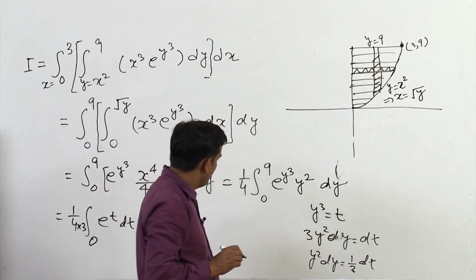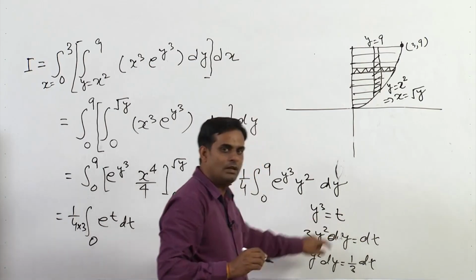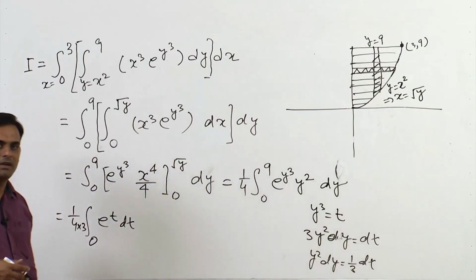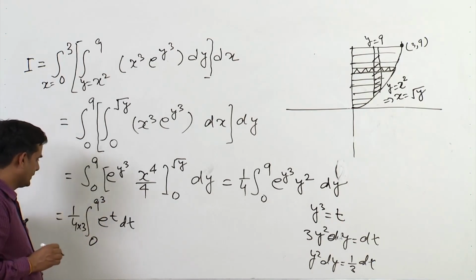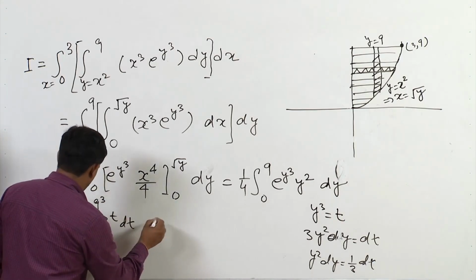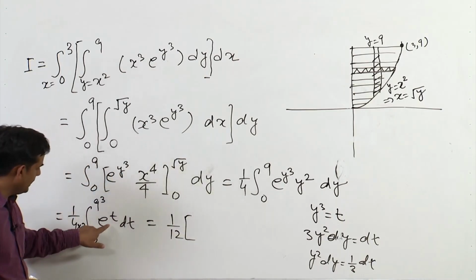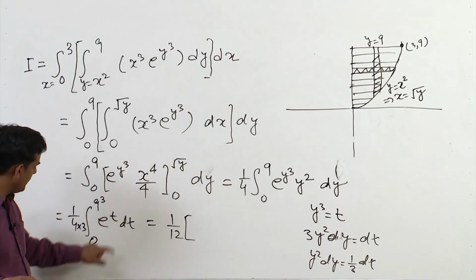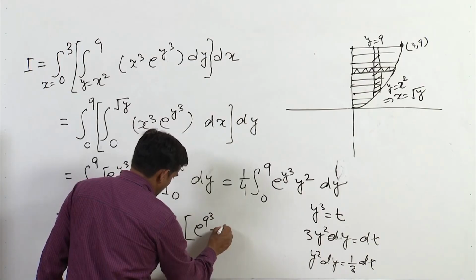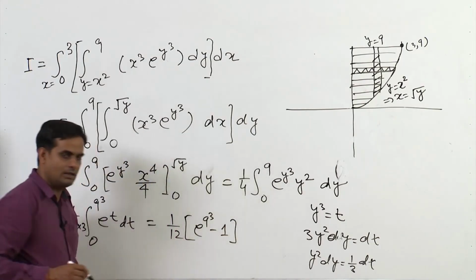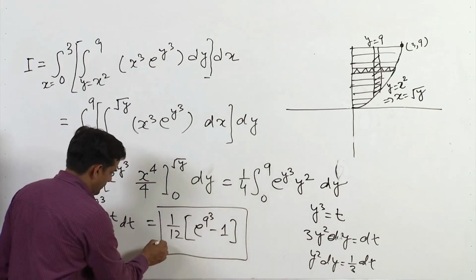However, when y is 9, t will become 9 raised to power 3. So this will become 1 upon 12. The integral of e raised to power t will be e raised to power t. So e raised to power 9 raised to power 3 minus 1. This is the final answer of this particular problem.